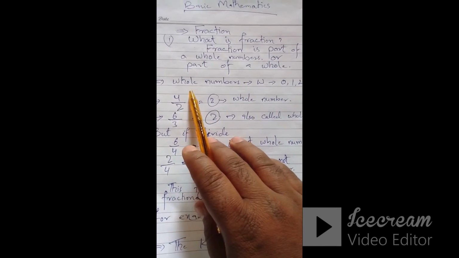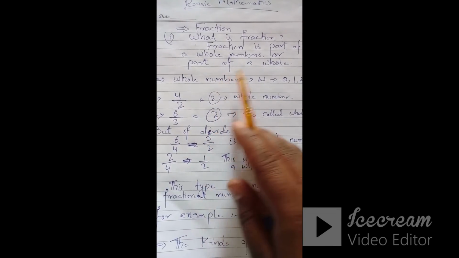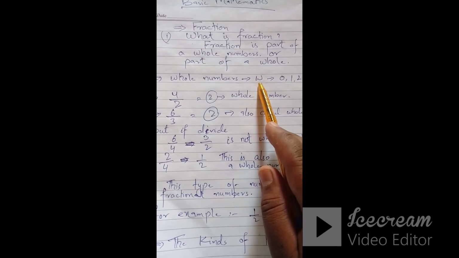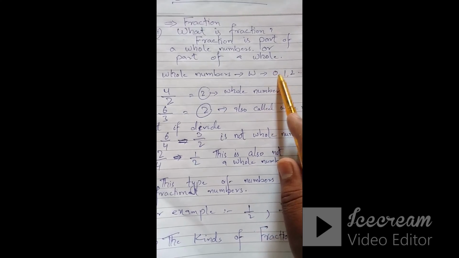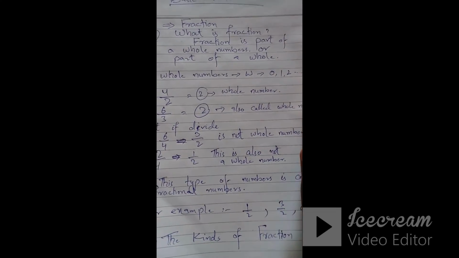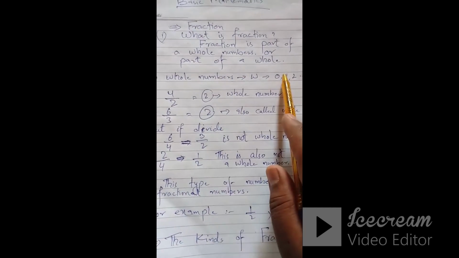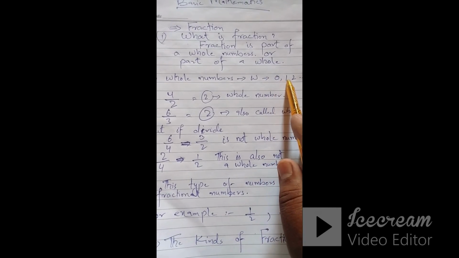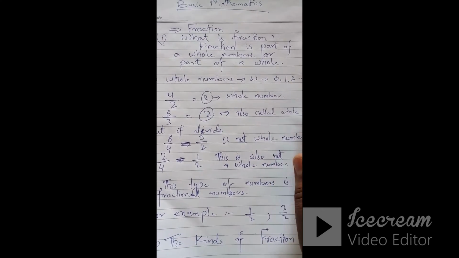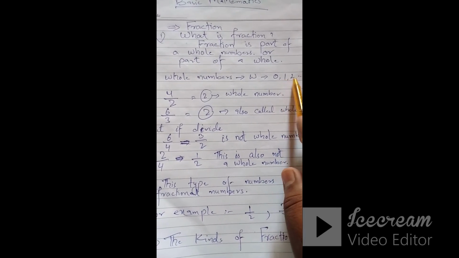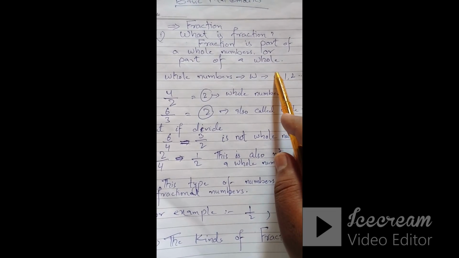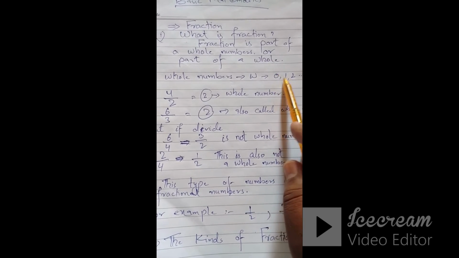What is a whole number? The symbol of whole numbers is W. So let's see what whole numbers are. Whole numbers start from 0, 1, 2, 3, 4, 5, 6, 7, 8, etc. Any number that starts from 0 and continues till any number, 1000, 10,000, any number, is called a whole number. So remember guys, whole numbers start from 0, 1, 2, 3.